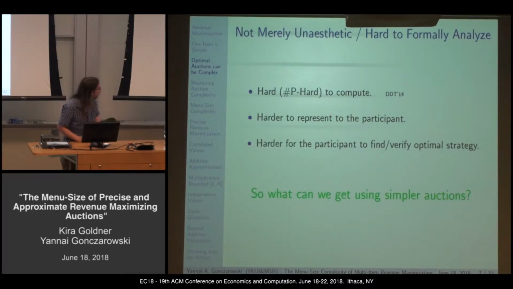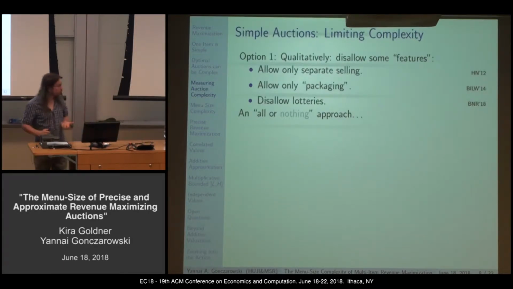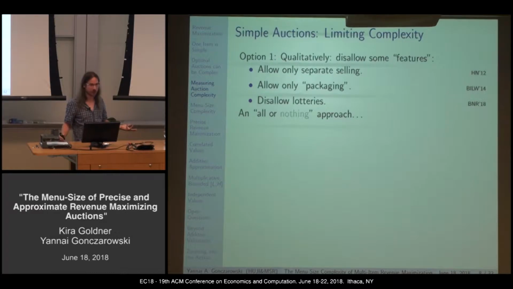So a few years ago, a trend began of asking, what can we get using simpler auctions? Maybe we can get almost optimal revenue using auctions that are much, much simpler. To define this question, we have to say what simple auctions are, or rather what complex auctions are. So we have to find some way of limiting the complexity of auctions to say, this is a complex auction, but this is a simple auction.